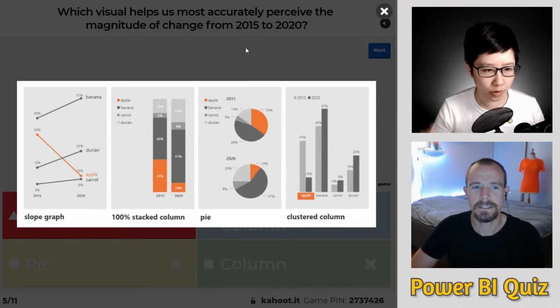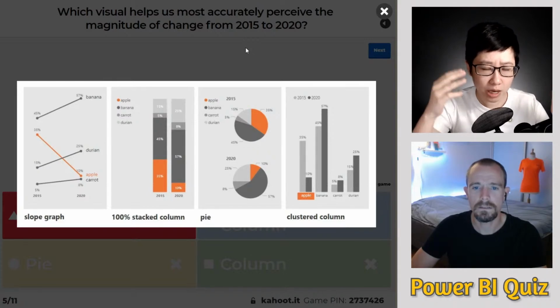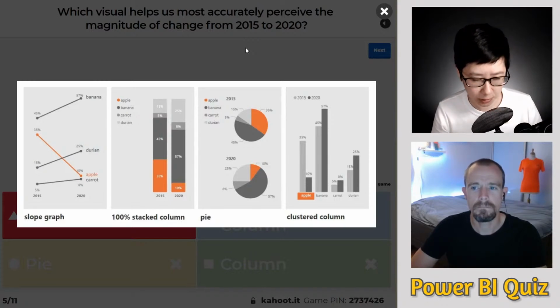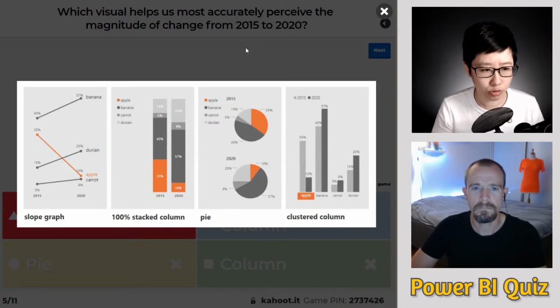Okay, so over here, the focus was on which one would help you most easily see the magnitude of change. So when you talk about change, again, to me, it's about quantitative again. And for quantitative information, we would think about length, right? So a lot of you might have thought, could it be 100% stacked column or perhaps a clustered column might work? So let's talk about these two first. These two work very well because they use the length to encode the information.